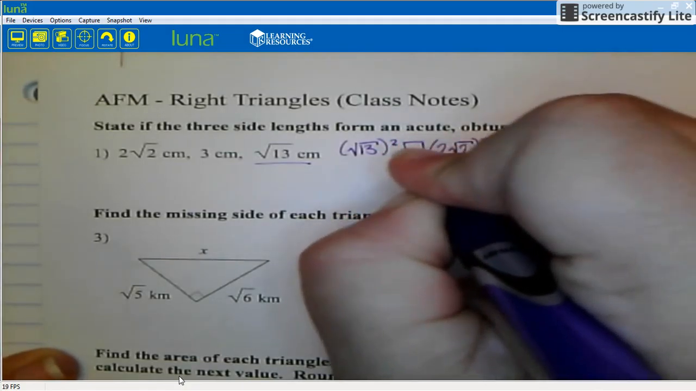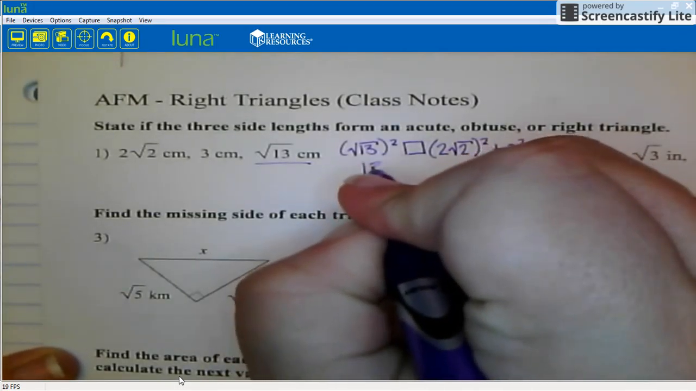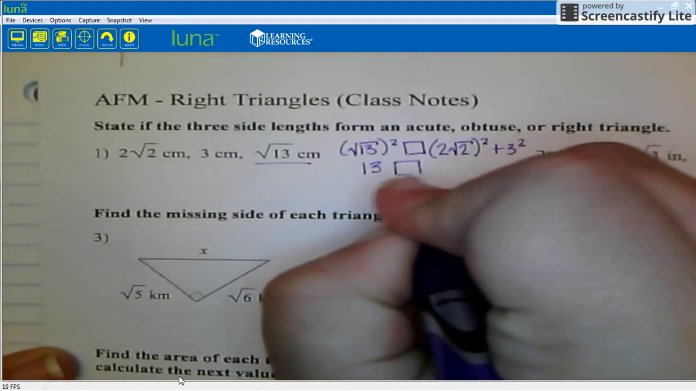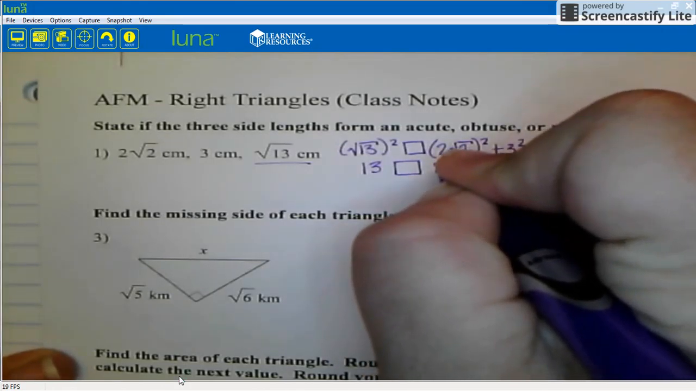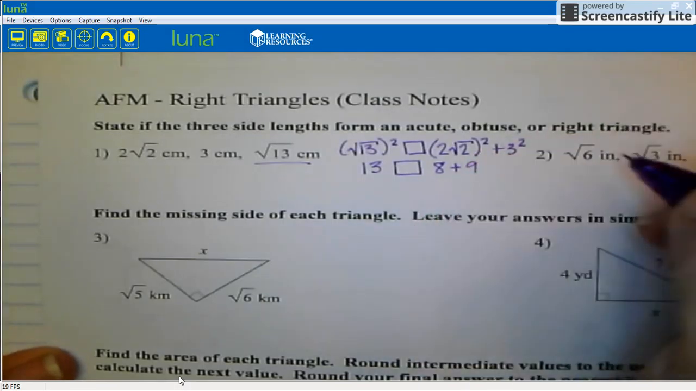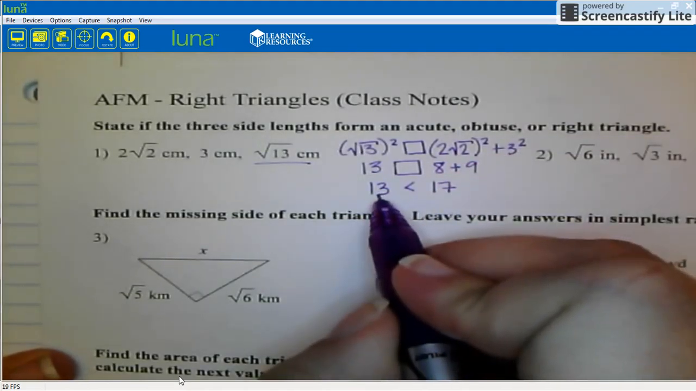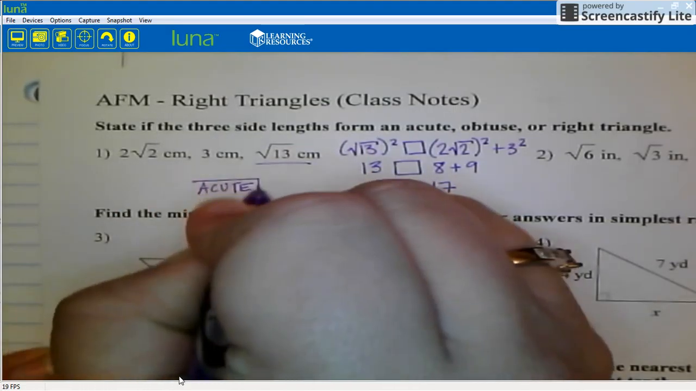And when I compare them, if I end up with them being equal, then they have to be a right triangle. If I end up with less than, then it's an acute. If it's greater than, then it's obtuse. So from here, this is going to give me 13 because whenever I square root, the square root goes away. And we're still comparing it to 2 squared, which is going to give me 8, plus 3 squared is 9. So this gives me 13 is less than 17. And if c squared is less than a squared plus b squared, then that makes it an acute triangle.